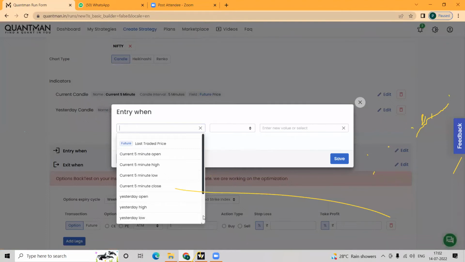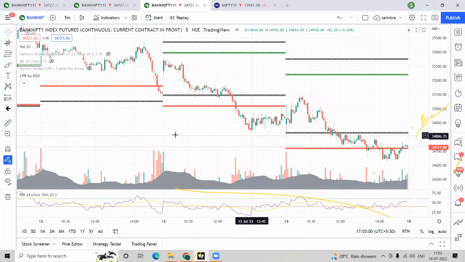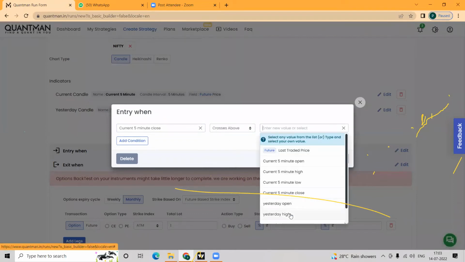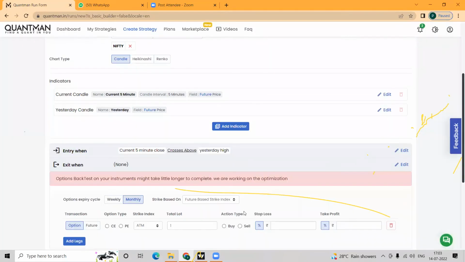So what is the entry logic here? The current 5-minute close price, that means this close price, crosses above yesterday's high. This is the entry. Okay, what is the exit?